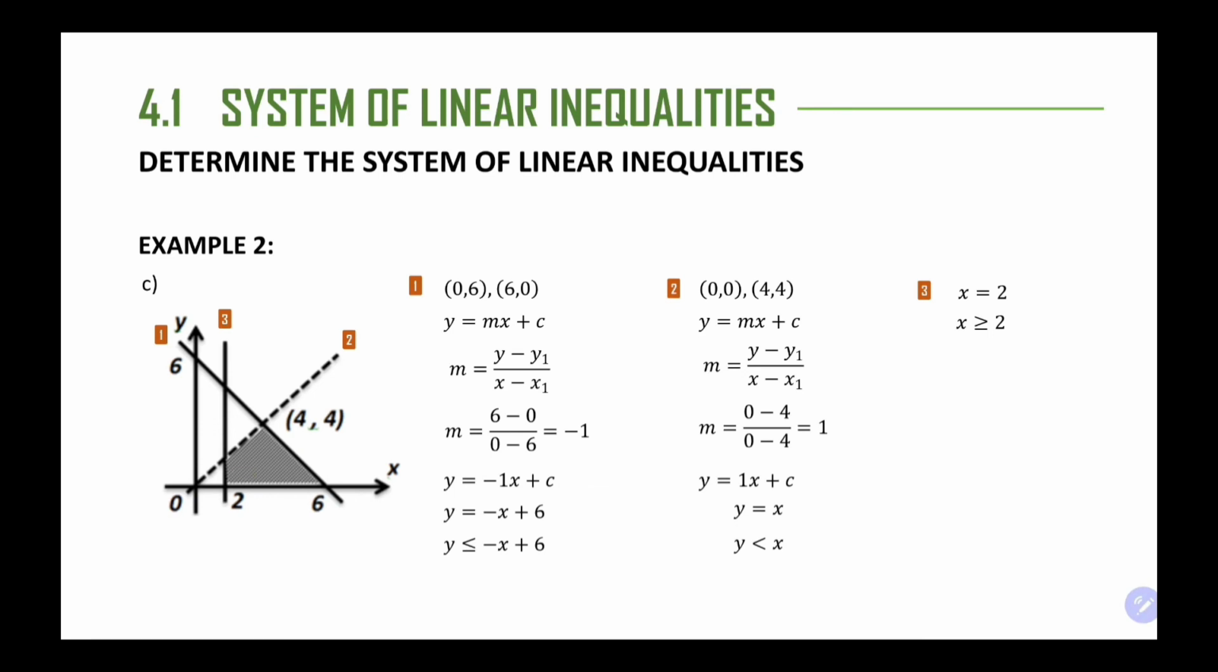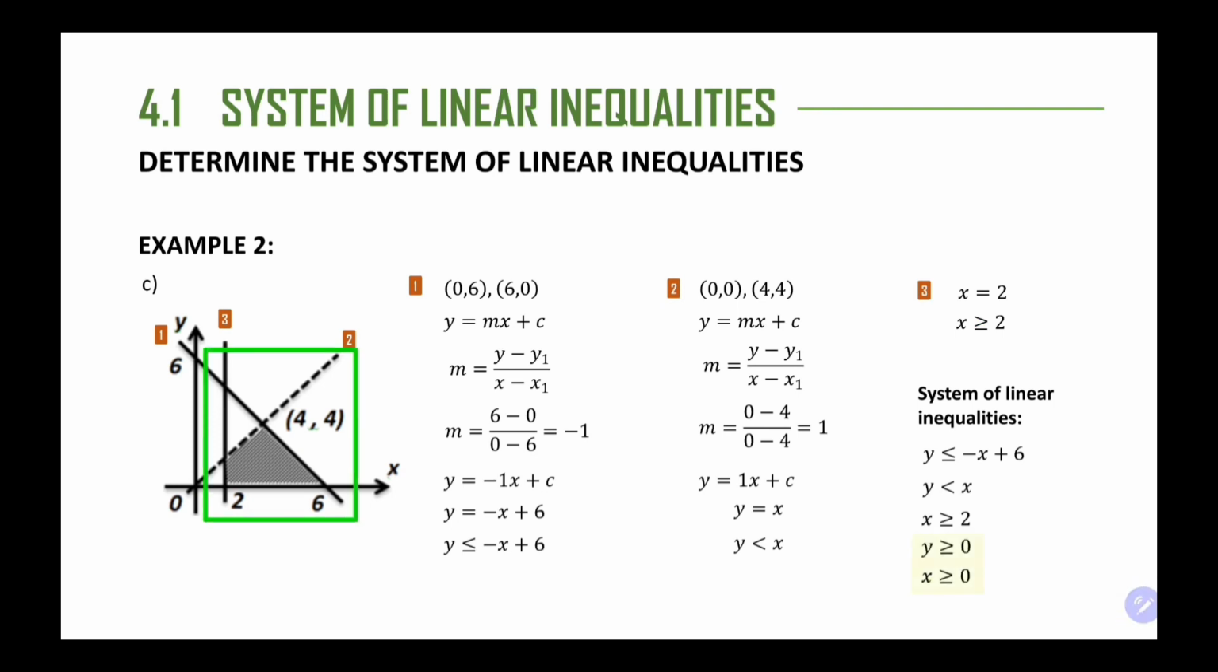Then we conclude our system of linear inequalities. We have, since our region is on first quadrant, so we put x and y greater than or equals to 0. Then we can see here, the area start from x equals to 2. So x greater than or equals to 0, we can eliminate.